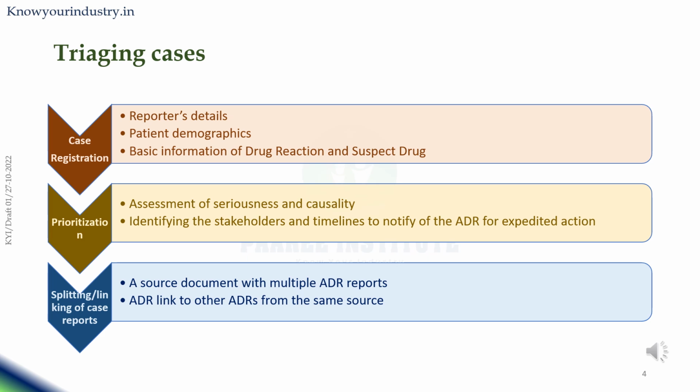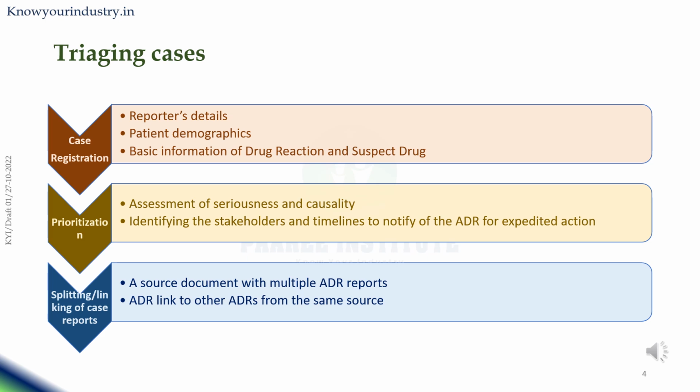A quick recap on seriousness criteria, which includes death, life-threatening, hospitalization or prolongation of existing hospitalization, disability, congenital anomaly, and an important medical event. If any of the reported events meet any one of these seriousness criteria, the case will be considered as serious. Regarding the causality assessment, we have learned about the WHO and Naranjo algorithms.